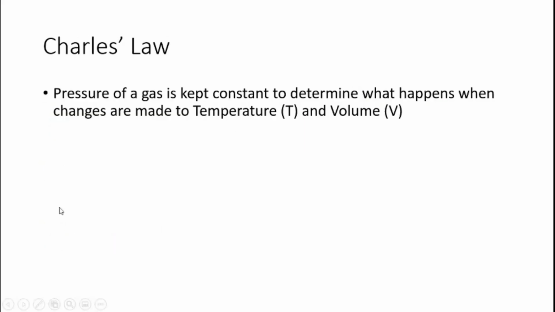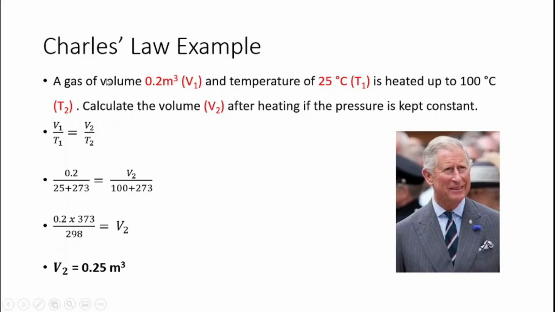Charles's law: the pressure of the gas is constant, so we're keeping the pressure constant, but we're working out what happens to temperature and volume. But the pressure remains the same. So V over T now is constant. So V1 over T1 is V2 over T2. V1 and T1 are the volume and temperature before something changed. V2 and T2 are the volume and temperature after something has changed. So, Charles's law.